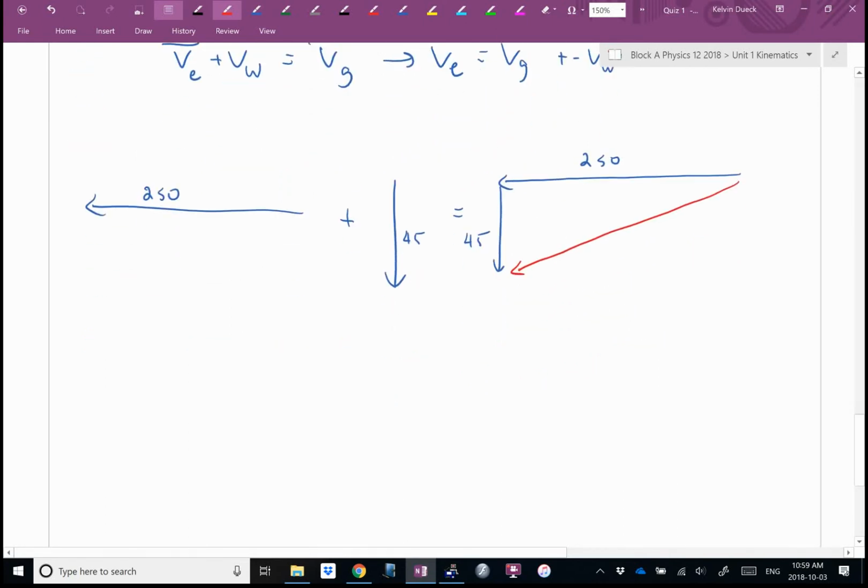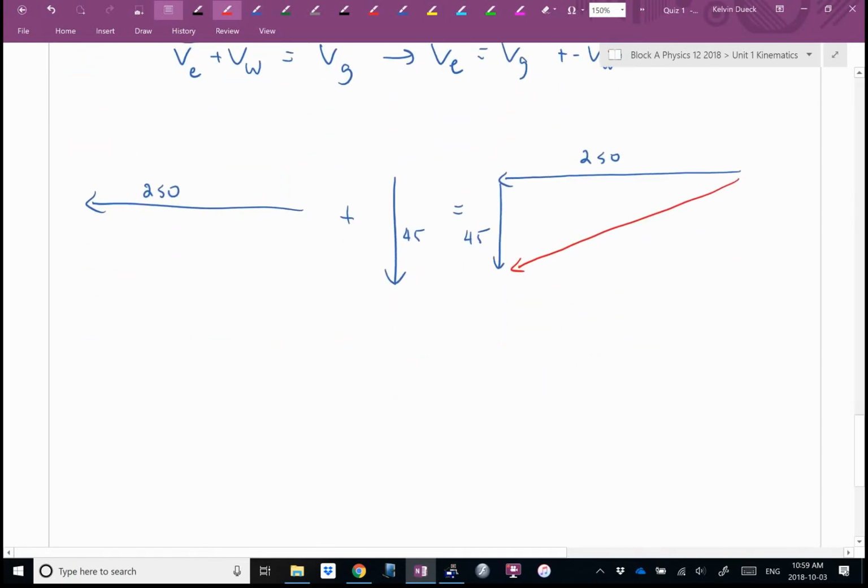The other way to do it is to do it the way we did when we handled the river question, where we said, look, if the airplane is getting pushed that way, what direction is it going to have to point? Down at an angle. You could actually say, I don't know what the engine velocity is, but I know as a picture it's going to look like that. Plus the north wind equals 250.